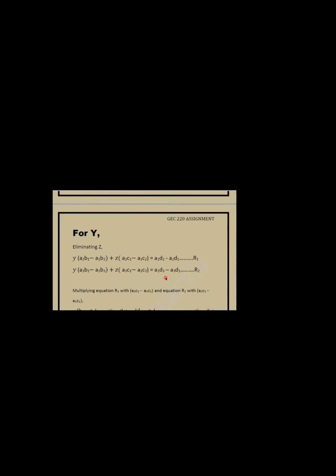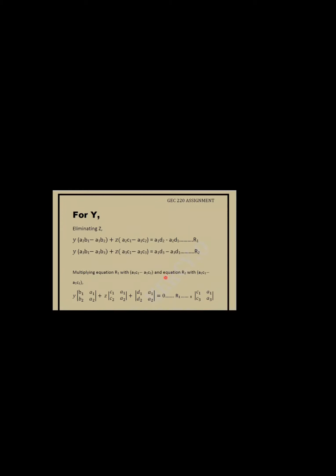But you see, we still have 2 more variables to get before we can say we are through. So we're just 1 out of 3. So let's proceed for y. We're going to go through the same process again, but this time we want to be eliminating z. And instead of going all that far to the beginning, we will just pick our R1 and R2 and solve and get the value of y by eliminating z.